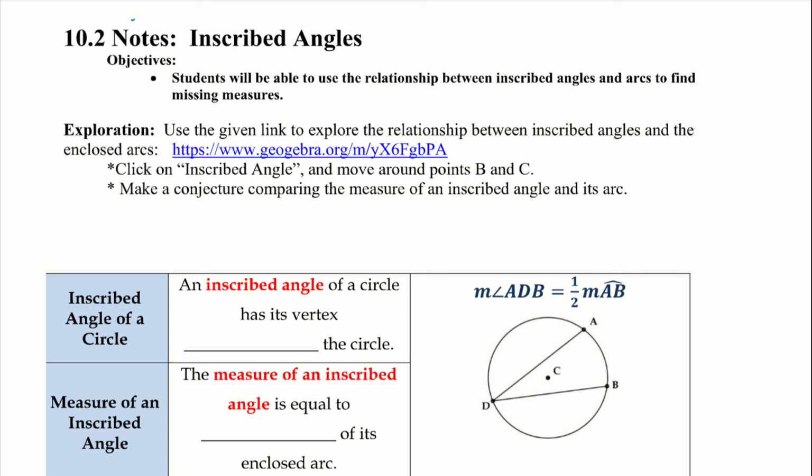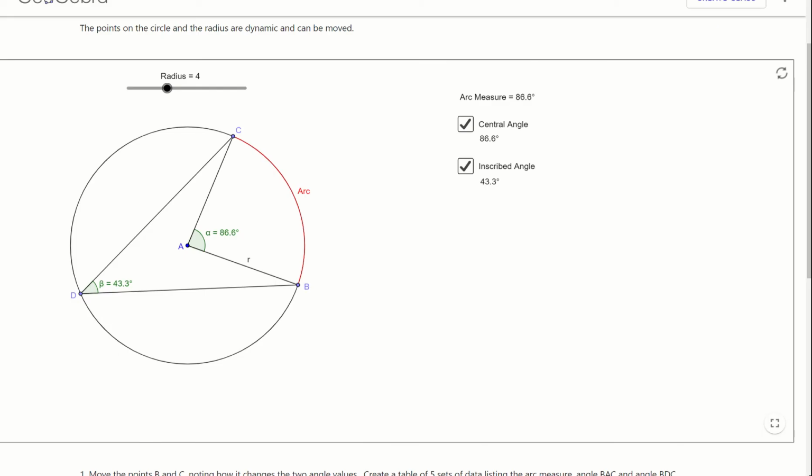So let's go ahead and start with this GeoGebra link. We're going to click on the inscribed angle and move points B and C. Then we're going to make a conjecture. So inscribed angle, that's the one we're focusing on there. Oh, I guess we also need that central angle so we can compare what the arc is going to equal. Let's move around B and C.